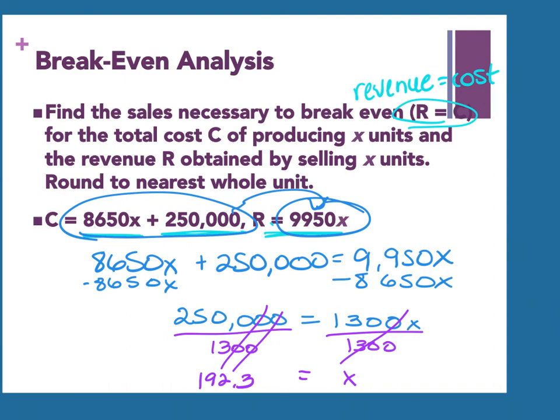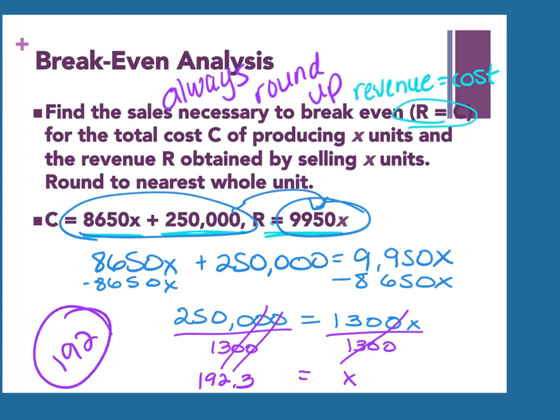Now here's the catch with break-even. If I asked you to round that number to the nearest whole number, you would tell me 192. But if you only sell 192 units, you have not broken even. You are still negative. So on break-even analysis questions, you always round up, because if you round down, you have not broken even yet.